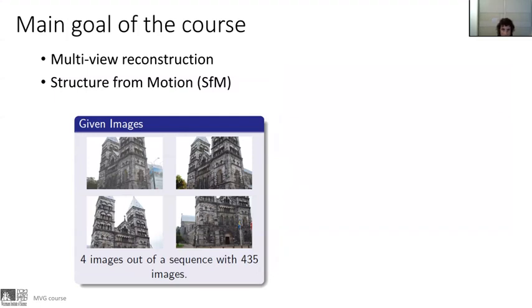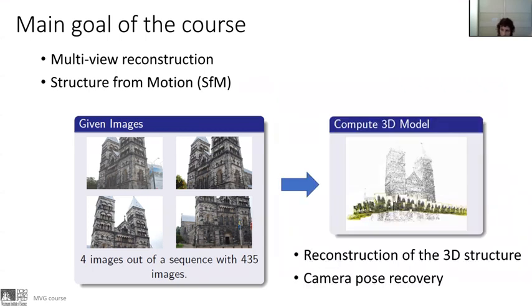The main goal of our course is multi-view reconstruction, or structure from motion. You have many images of a static scene, like what you see here on the left. These are 4 images out of a sequence of many more images. The images are captured at different times and viewpoints, and the goal is to solve the structure from motion problem. This means that given the images, you aim to recover the 3D structure and the camera poses, like what you see on the right.